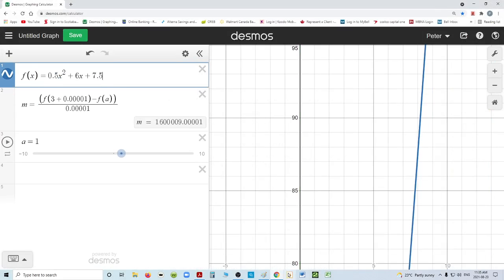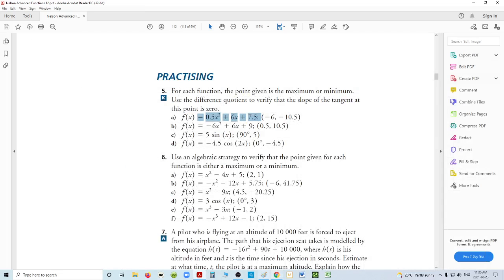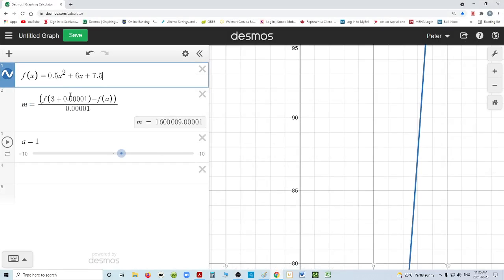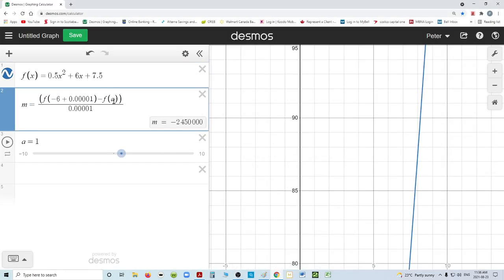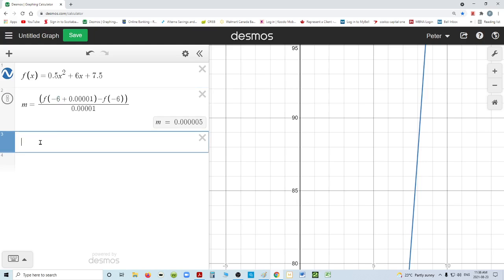And the point in question that they've given us is minus 6. They've said minus 6 is the x value. So we're just going to put in minus 6 here over and over again. And we're going to just keep this y small. We're going to get rid of that. And we can see the slope is positive and very small on the point that's just to the right.